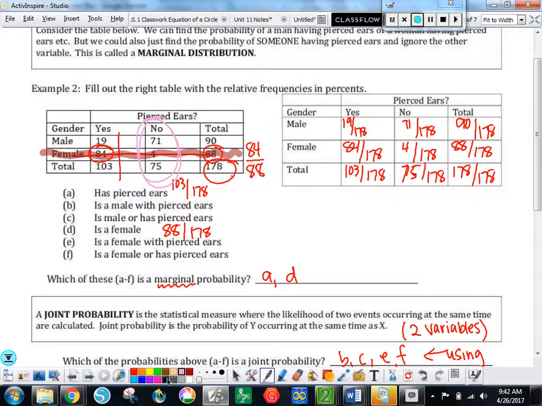Or, given that they don't have pierced ears, so this group, what's the probability that they are a male? Well, the male is 71 out of the total in that group, 75. So in a conditional probability, you are solely looking at one category only and using its total as your denominator.